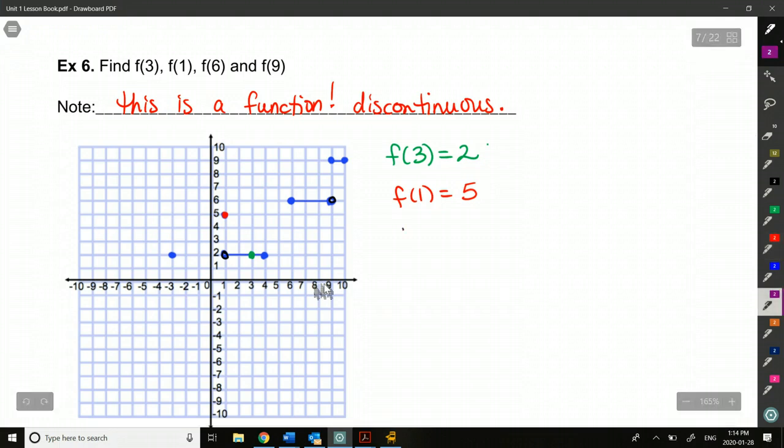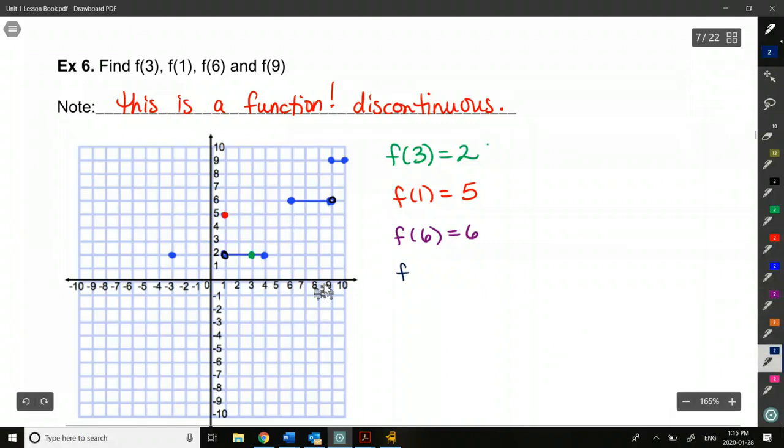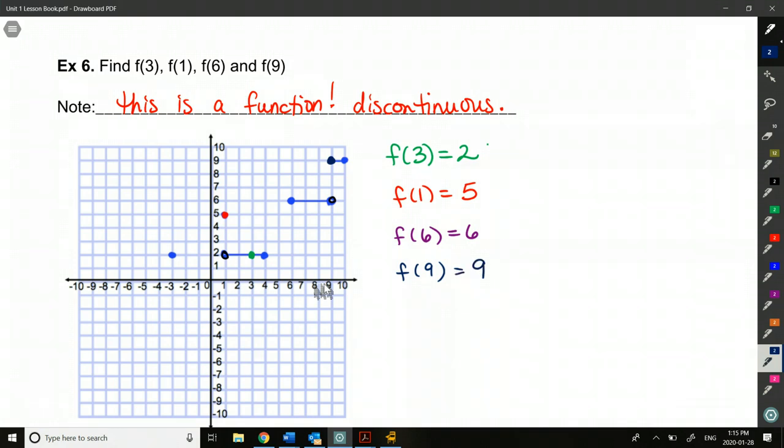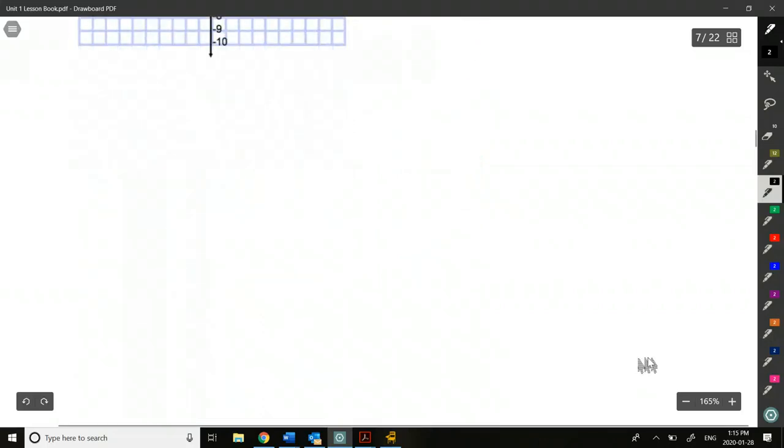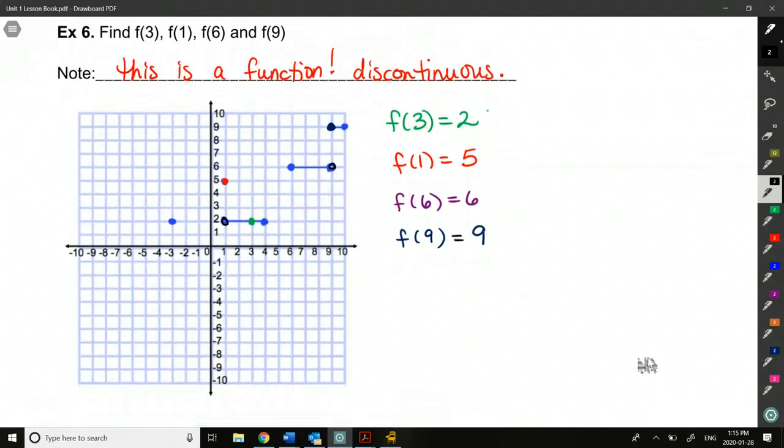How about f at 6? F at 6 is 6 because when x is 6, y is also 6. And f at 9? F at 9 is indeed 9 right here. Perfect. Any questions for that one?